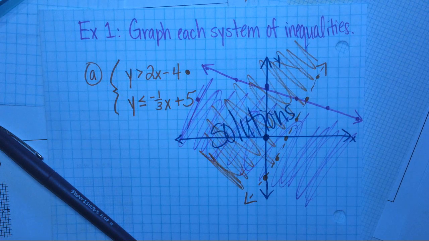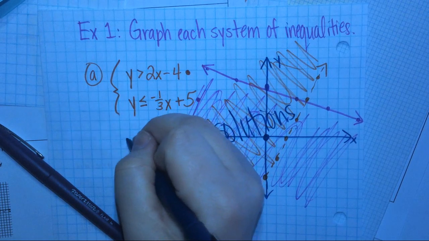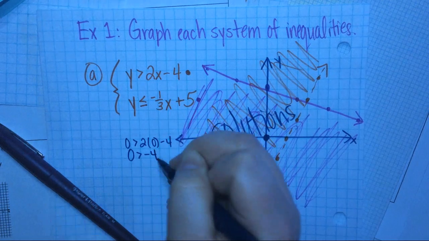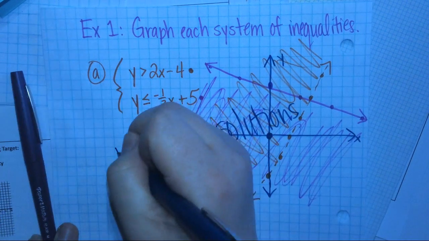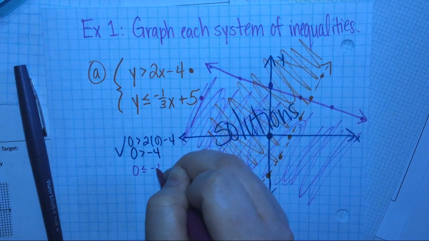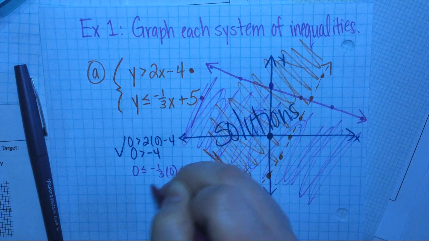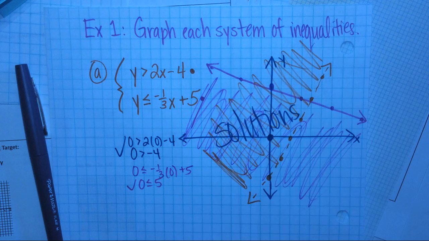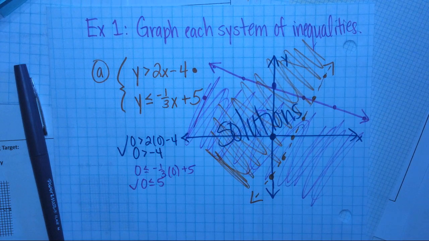You could always plug in a test point, and you know I love 0, 0. You would have to plug it in both equations. It works for the top equation. You'd have to plug it in the bottom one. It works for the bottom one. So for the solution set, any point you pick within it, if you plug it in both inequalities, it's going to work. Are there any questions about that? Okay, so it seems pretty easy.